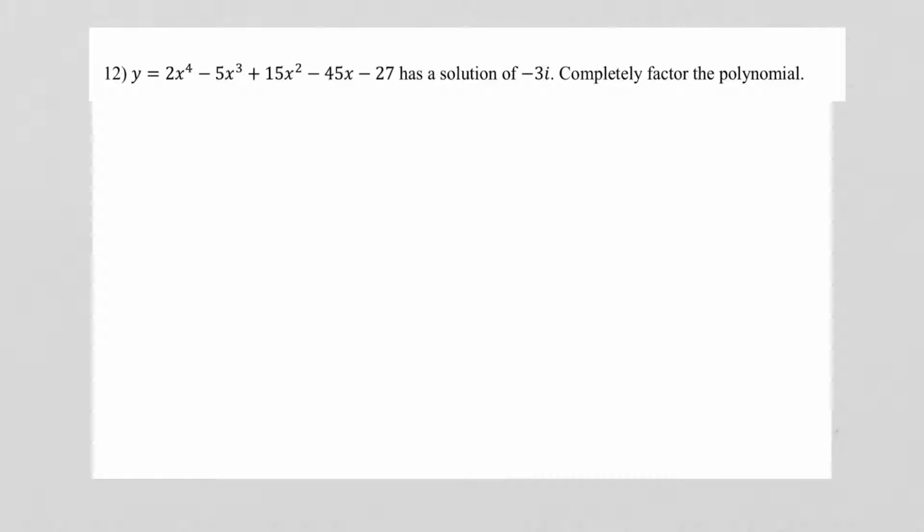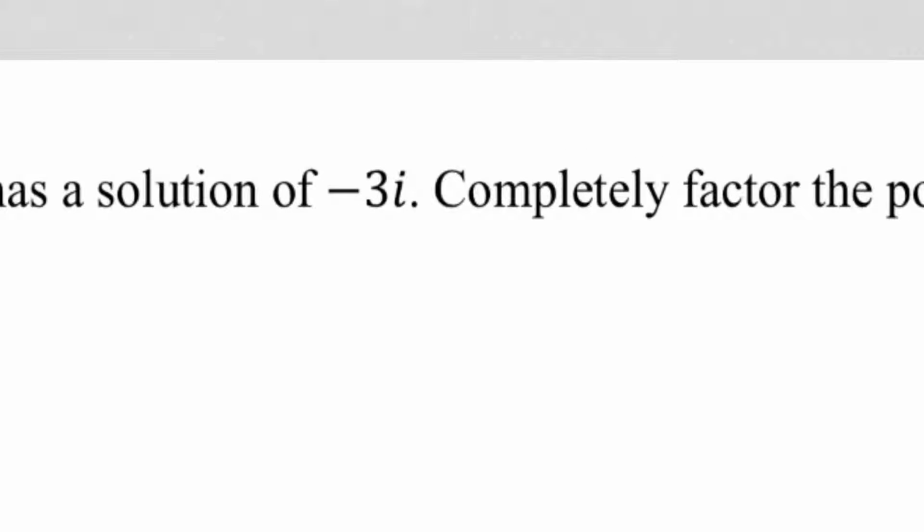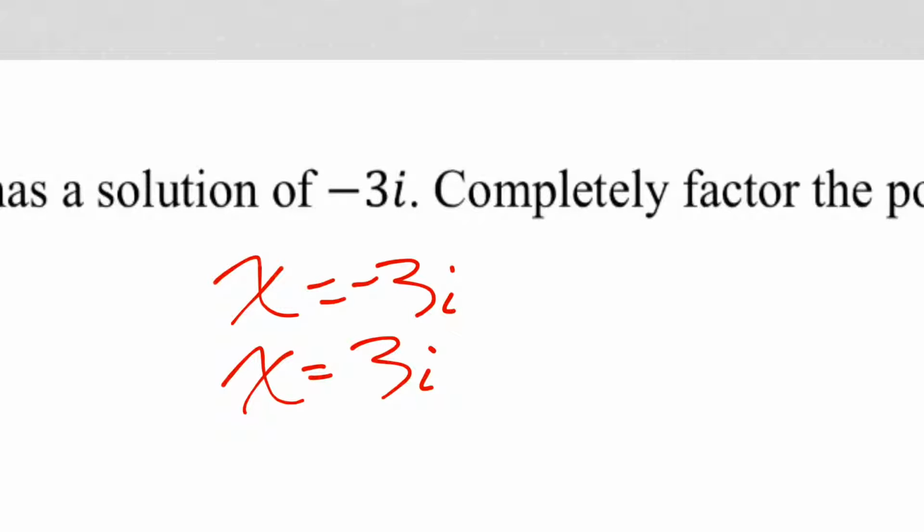Problem number 12. We're told that this polynomial has a solution of negative 3i, and we want to completely factor this polynomial. So what do we do? Well, we first use the complex conjugate root theorem to say that if we have a solution at negative 3i, we also have a solution at positive 3i, the complex conjugate.